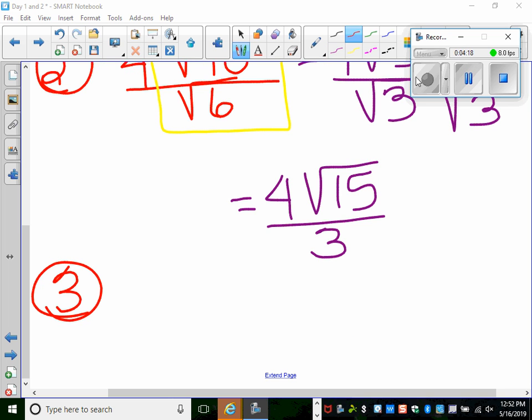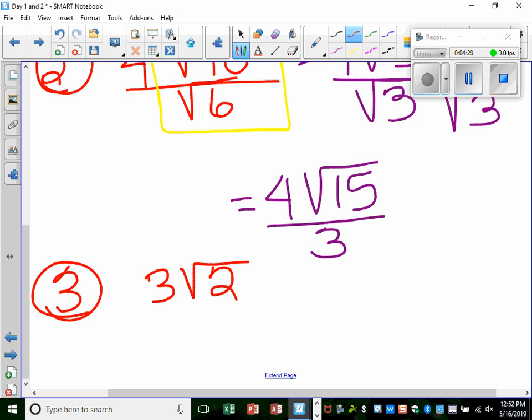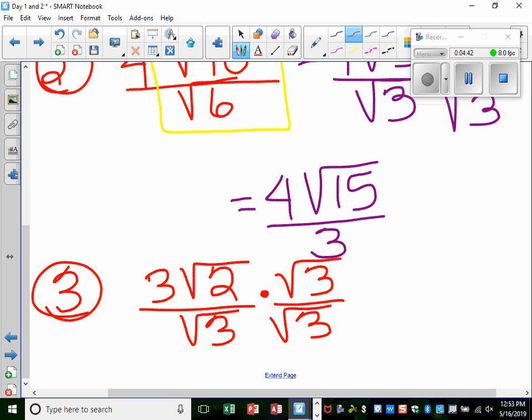All right, last one on rationalizing, and then we're going to quickly review on adding and subtracting. All right, so this will be the last one. Let's do 3 rad 2 divided by rad 3. All right, so again, we're going to rationalize our denominator by multiplying top and bottom by rad 3, because that's like one whole when you do that. So you're not changing the value of the problem.